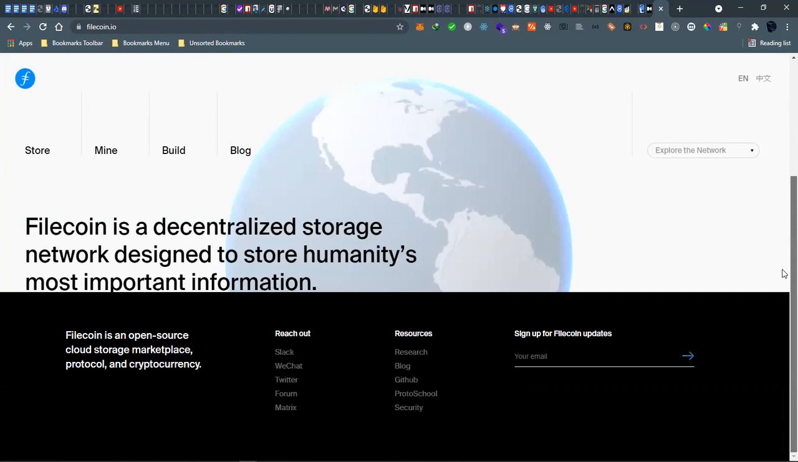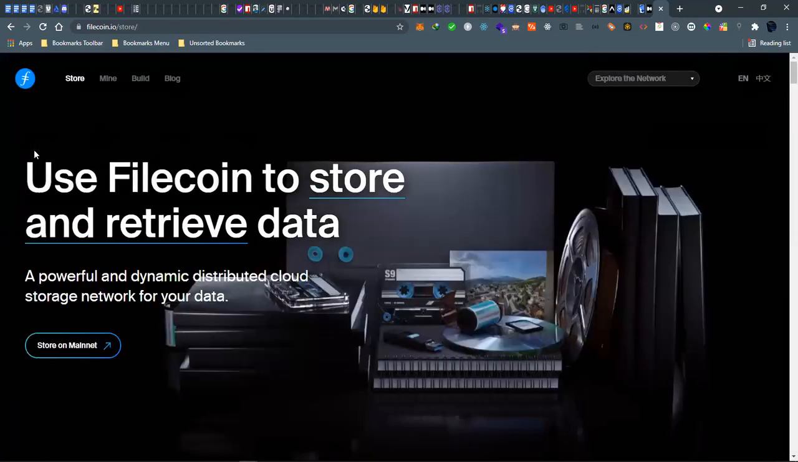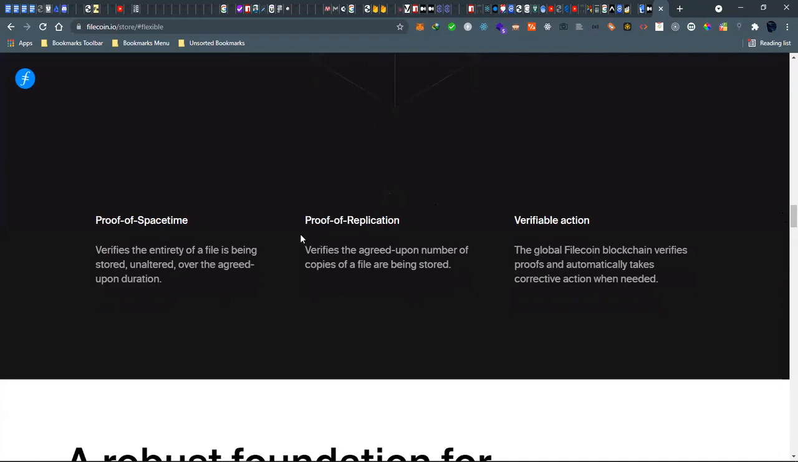It's being used in IPFS and also Textile. You can read more and learn more about Filecoin and its utility. As you can see, they also have proof of replication and proof of space-time. This one verifies that the entire file is being stored and unaltered over the agreed upon duration. And then this one is another proof of replication.